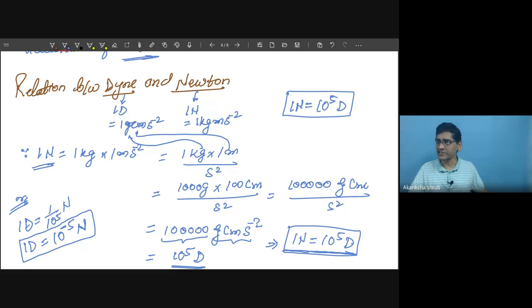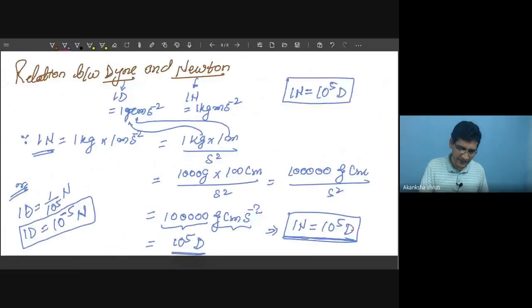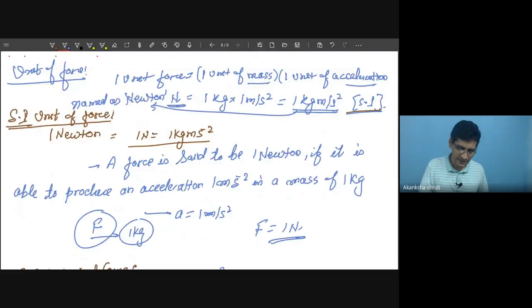Sometimes you have to mark which relation is correct in MCQs. At that time you have to take care whether on the left hand side it is dyne or newton. If it is 1 Newton, then 10 to the power 5 dyne. If 1 dyne, then 10 to the power minus 5 Newton. Okay, so this is the relation. So this was all about our Newton's second law. So what are we getting from Newton's second law?